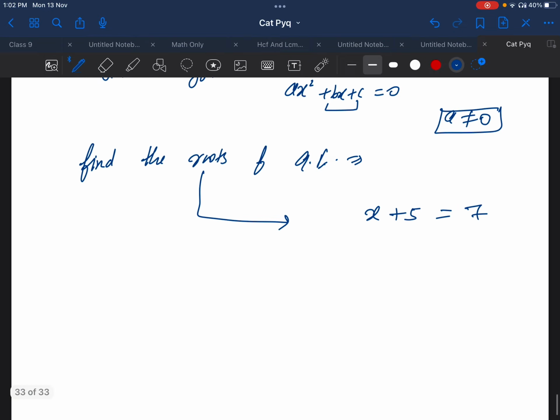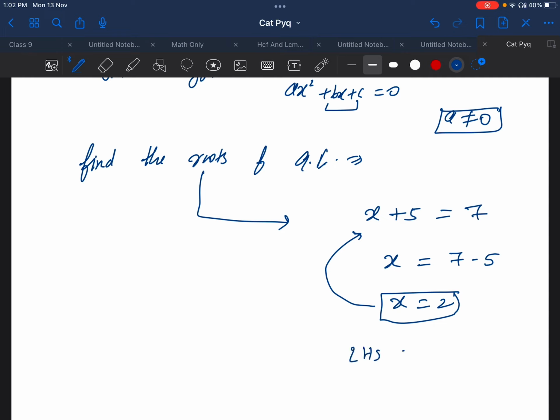When we solve this equation, x plus 5 equals 7, so x is equal to 7 minus 5, then x is equal to 2. So x is the root of this equation. When we put the value of x in this equation, then LHS is equal to RHS, because when we put x equal to 2, 2 plus 5 equals 7. So the roots of this equation satisfy the equation. It means the LHS is equal to RHS.